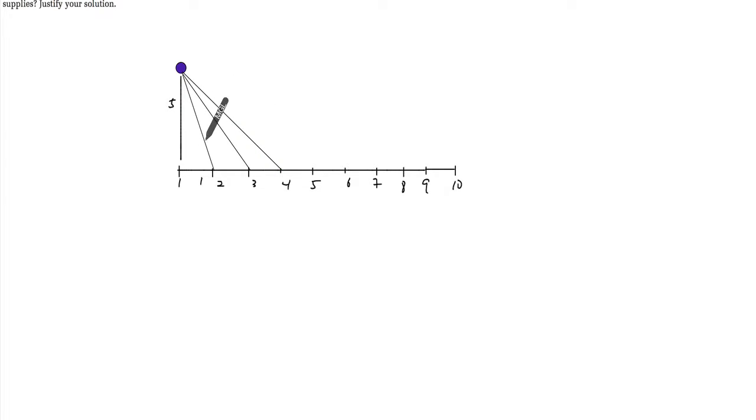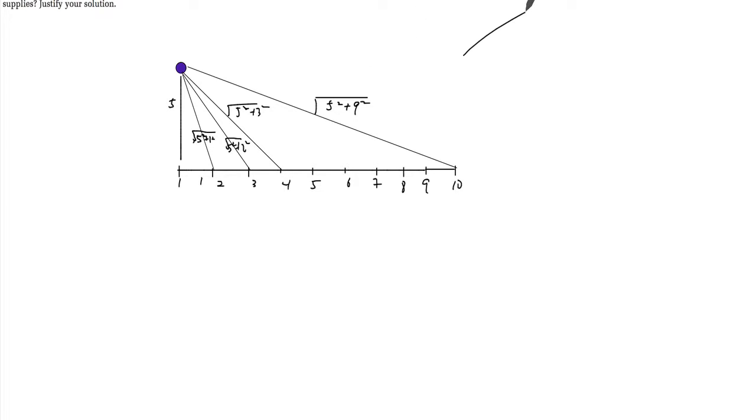So this is 5. This right here is going to be the square root of 5 squared plus 1 squared. This one's going to be 5 squared plus 2 squared. This one's going to be 5 squared plus 3 squared, and so on, all the way to the very last one, which is going to be the square root of 5 squared plus 9 squared.